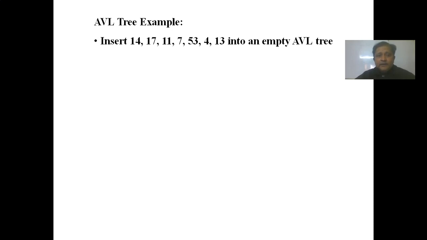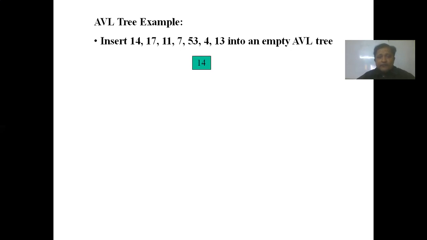Inserting 14, 11, 17, 7, 53, 4, 13 into an empty AVL tree. We have an empty AVL tree. We have to insert these elements as nodes into the AVL tree in the order exactly which is given. First, 14 we have to insert.